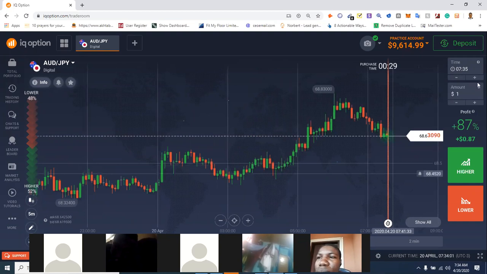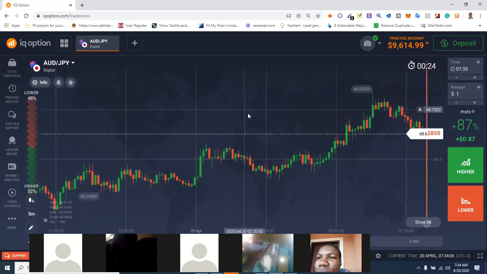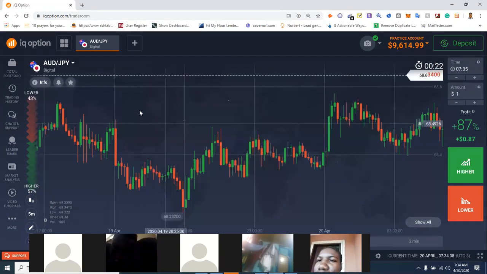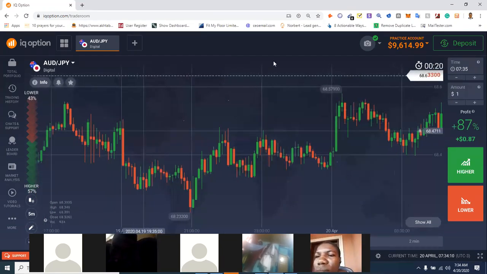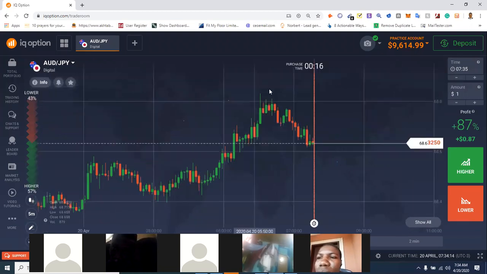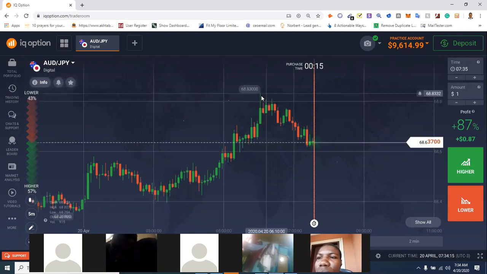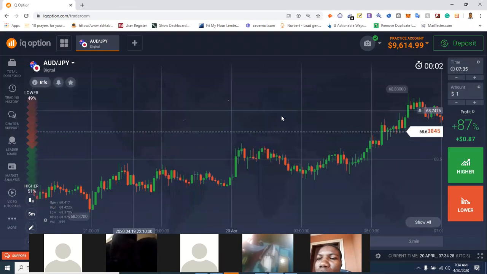For me to draw a resistance here, if you check, you can see that there is nowhere else close to this place here. There's no other trend here. I mean, there's no place that the market got up to here. This was the highest it has gone to in almost 1 hour, I mean, almost a day, or like 3 hours. That's the highest it has gone to.